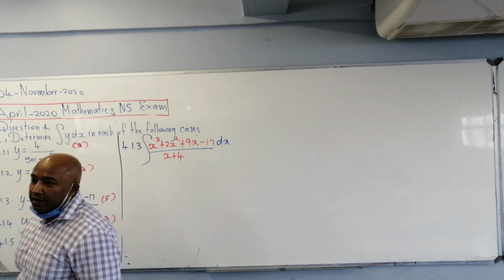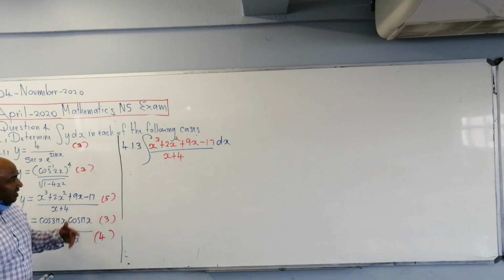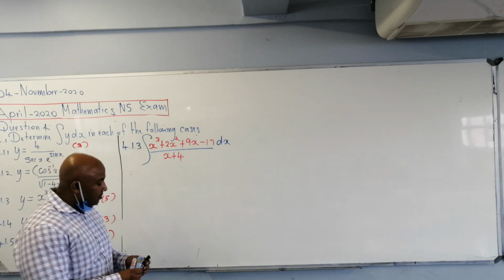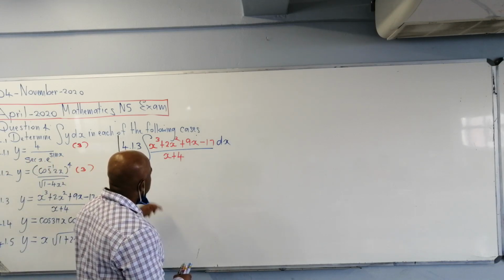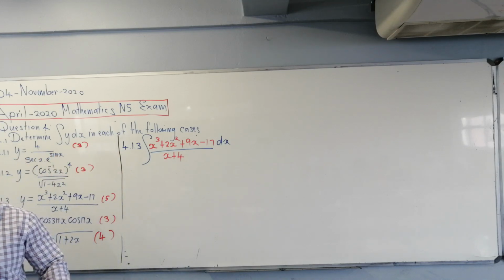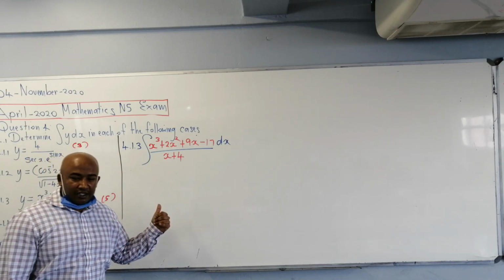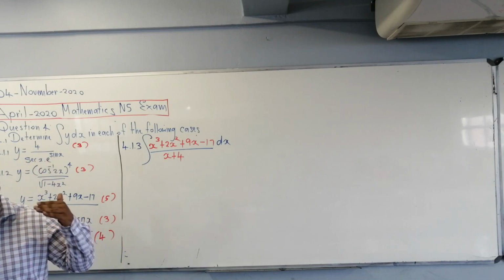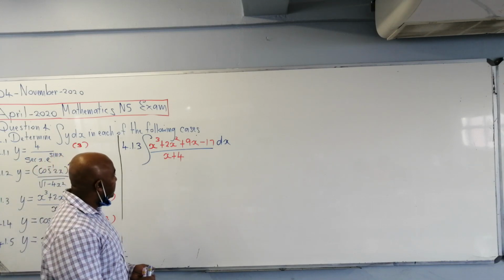Okay. So now that's why that's 5 marks, because of the long division. Yeah. So long division, we've done long division before. You can always check the N6 work. Partial fractions, remember that one? We're dealing with long division.